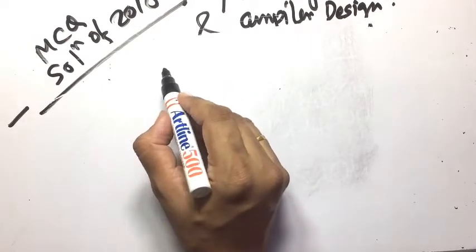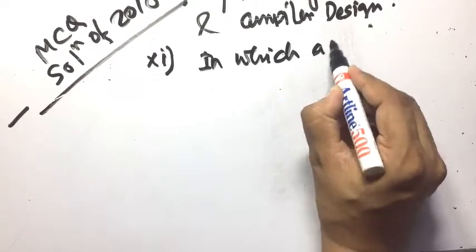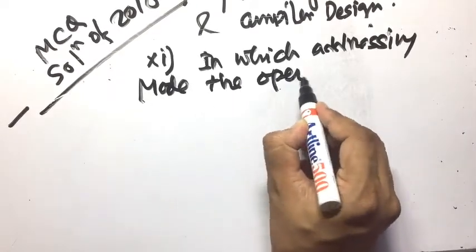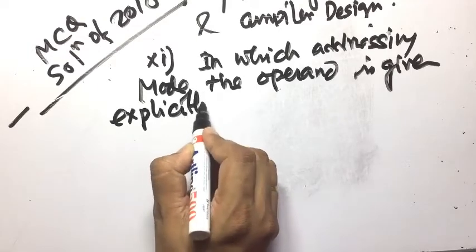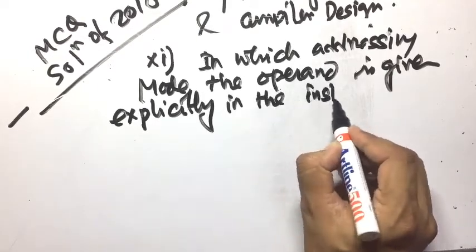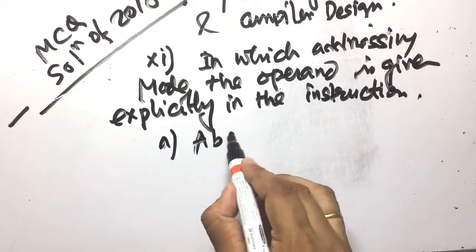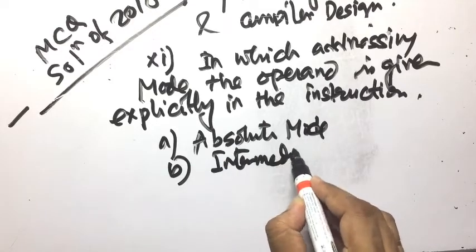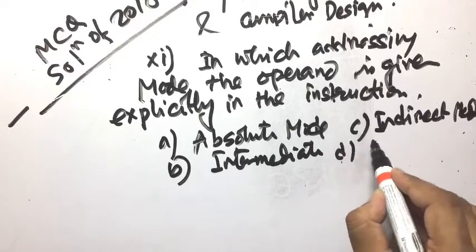Next. In which addressing mode is the operand given explicitly in the instruction? Option A, absolute mode. Option B, immediate mode. Option C, indirect mode. Option D, index mode.